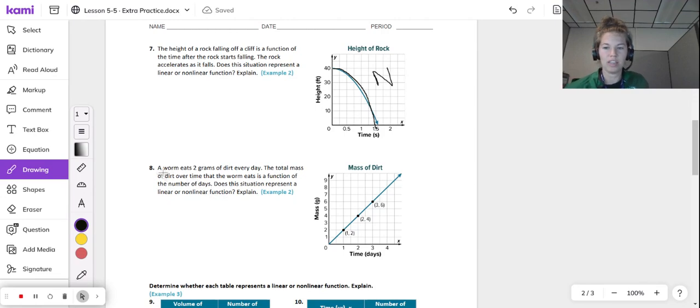Okay, so this one here: a worm eats 2 grams of dirt every day. Well, 2 grams every single day, that's the same every day. So the total mass of the dirt that the worm eats is a function of the number of days. Does this represent a linear or non-linear function? And they gave you a graph of it. You can see that graph is a straight line, so it is linear. And again, 2 grams per day is a constant rate of change, which means linear.